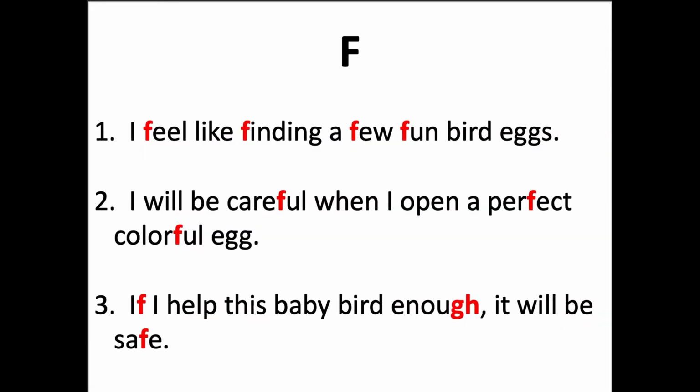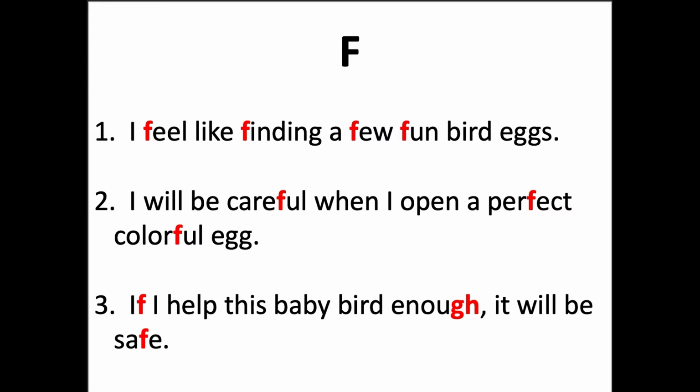So if you have a child that is working on the initial F sound, that child would say sentence number 1 before getting a turn to do the activity. I feel like finding a few fun bird eggs. As you can see, they would have the opportunity to practice saying an initial F sound 4 times in that sentence. Now that is good practice.